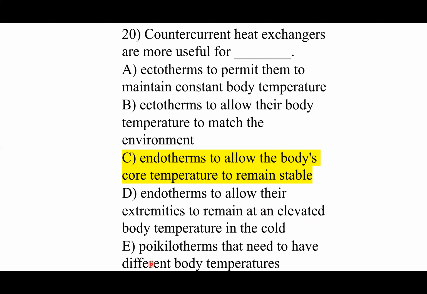And then for poikilotherms, they don't really need to have different body temperatures. And it's not really related to the countercurrent heat exchangers. So where we see this concept is when we're talking about endotherms and helping to maintain stability of the body temperature. And that's it.